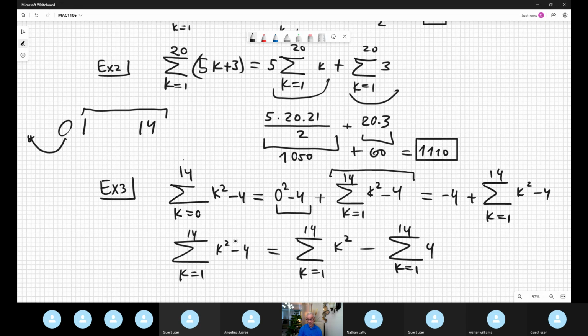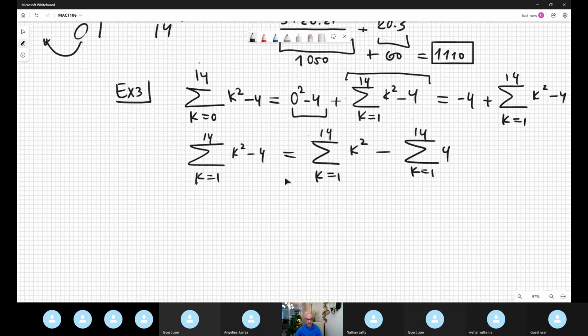Because there are different formulas. The formula for k squared, I want to refresh your memory, is n times n plus 1 times 2n plus 1 divided by 6. This is the formula when it's k squared. And the formula for the 4, which doesn't depend on k, is the multiplication 14 times 4. That's it. Let's do it. It's easy. Look at that.